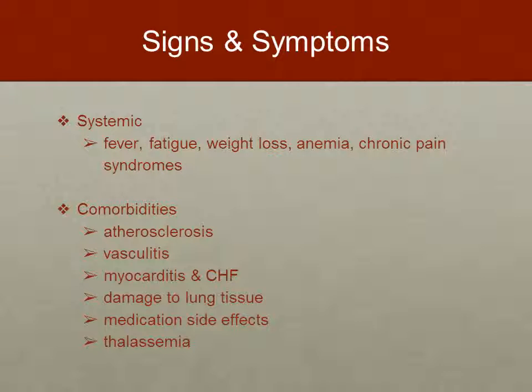And going along with the widespread effects on the body, RA is associated with a number of comorbidities. So RA does affect the blood vessels and can cause vasculitis and atherosclerosis, and can even progress to congestive heart failure. You can also get rheumatic lung, so it does affect lung tissue as well. Different blood disorders, thalassemia, and then also you have to consider with a patient with RA that if they've been diagnosed for a while and have been treated medically, then they may be on medications that are giving them a lot of systemic side effects as well.